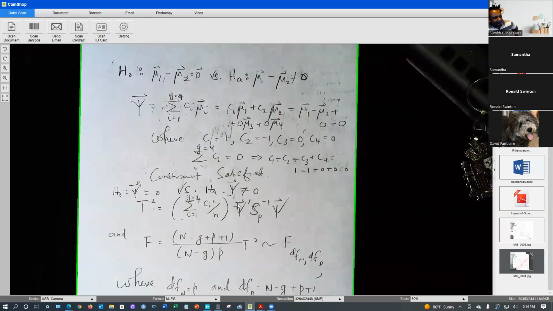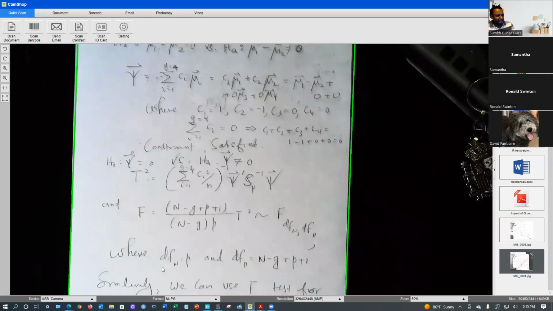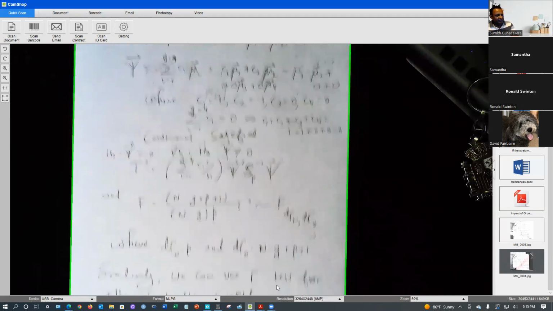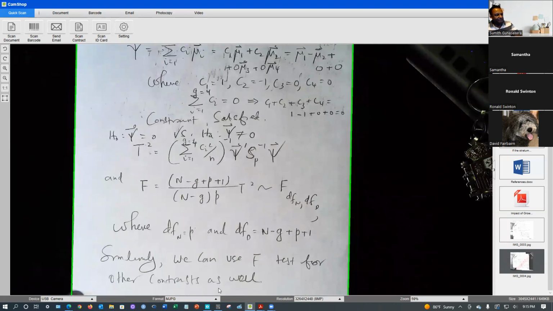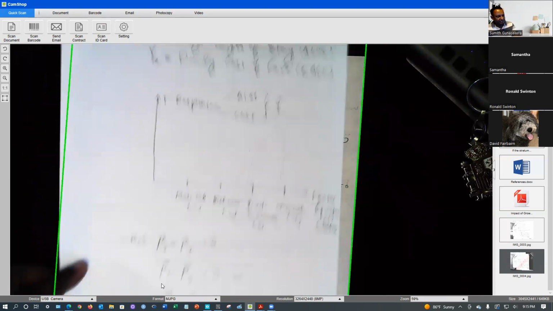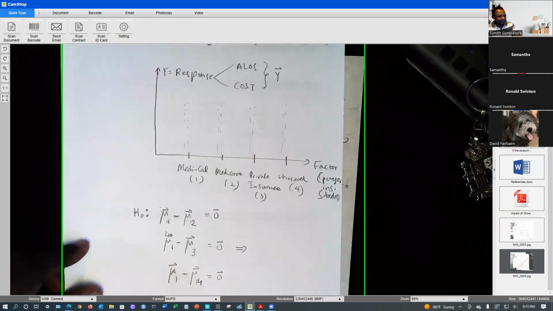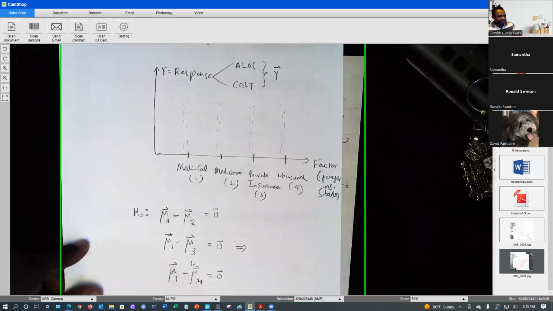These are vectors. Then you use the pooled sample covariance matrix, and if you convert this one to this one, there are degrees of freedom. In a similar fashion, we can use the F test for other contrasts as well. What are the other contrasts? We saw them on the other page: this contrast, and this contrast. I just discussed this one as well as this one.